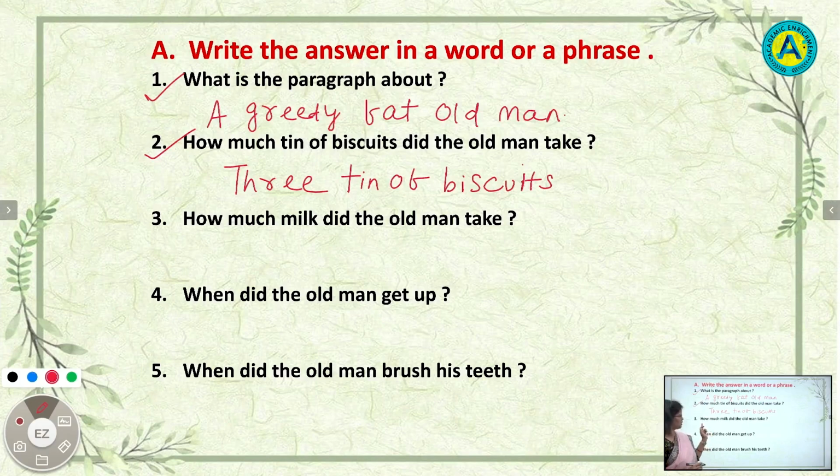The third question is, how much milk did the old man take? It also is a very easy question, isn't it? And I know you can answer it. So the third question is, how much milk did the old man take? Yes, the old man took 2 liters of milk, isn't it? The old man took 2 liters of milk.